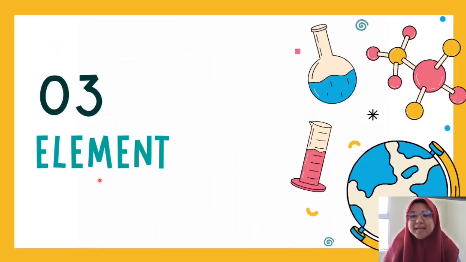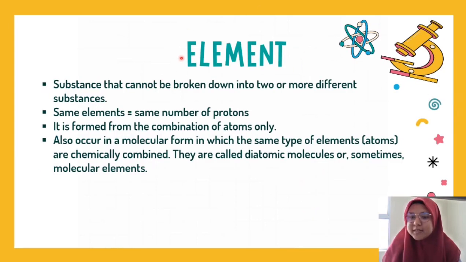So next, element. What is an element? An element is a substance that cannot be broken down into two or more different substances. Remember, the same elements have the same number of protons. An element is formed from the combination of atoms only. Elements also occur in a molecular form in which the same type of atoms are chemically combined. They are called diatomic molecules or sometimes molecular elements.